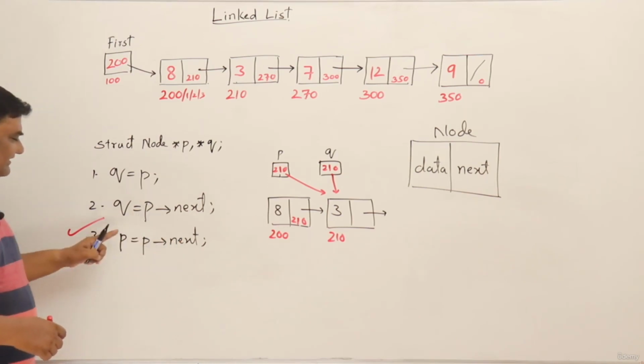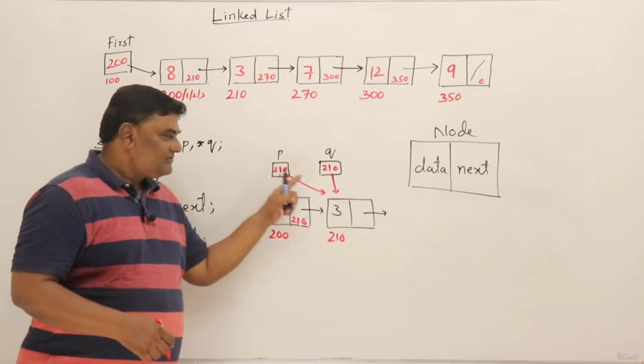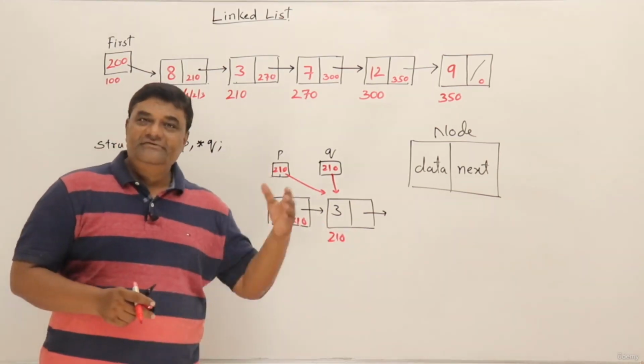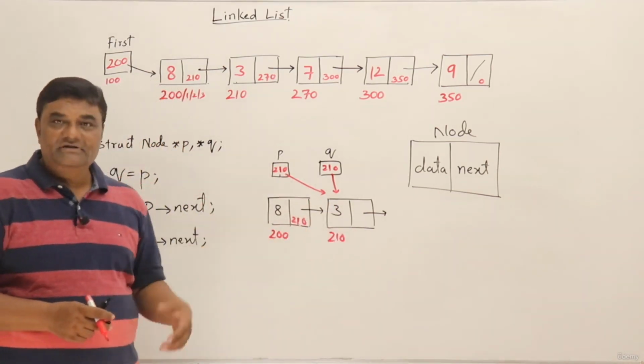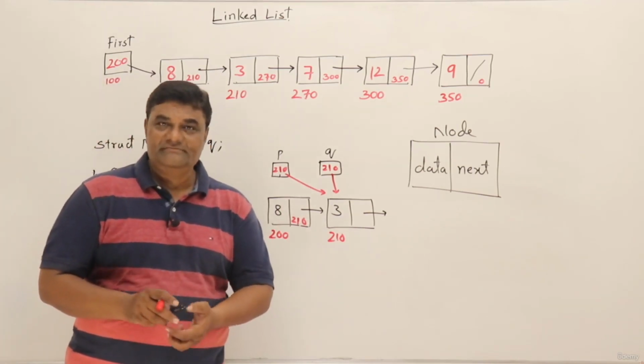So P is next is stored again in P. So this 210 is stored in P. So P is pointing on the next node. We will see a few more statements. I'll just change the example. Then we will see a few more statements on this one.